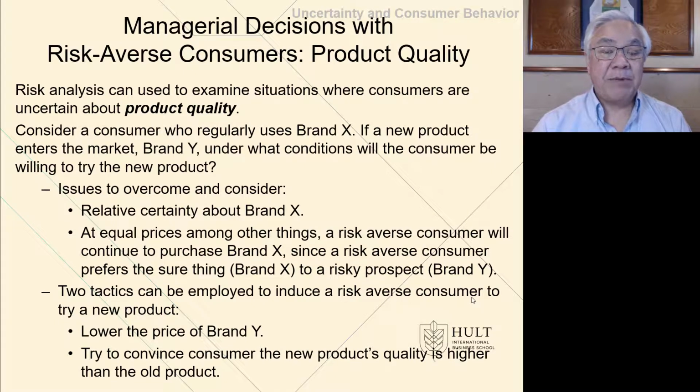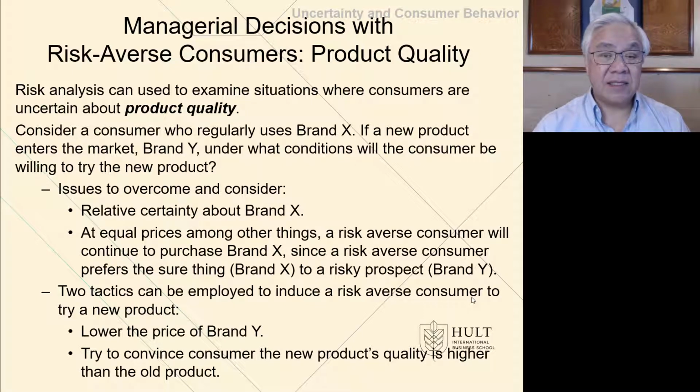We can look at an example of risk aversion with the area of product quality. Consider a consumer who buys brand X regularly and now has a new product available, brand Y. Under what conditions would the consumer try the new product? There would be issues to overcome if you're trying to sell a new product to this consumer. First, what is the relative certainty around brand X? Secondly, at equal prices, we notice that a risk-averse customer will continue to just use brand X.